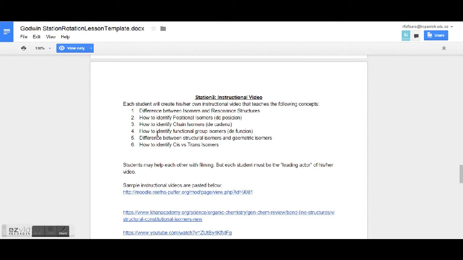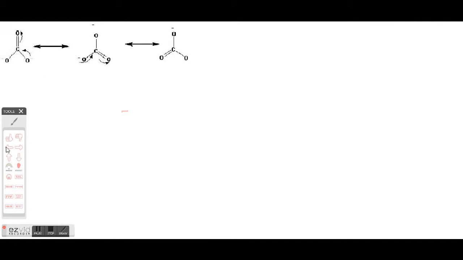Okay, so today I'm going to explain a bit about isomers and just a bit about resonance structures, but mostly on isomers. So first, we will find the difference between isomers and resonance structures. So here we have a resonance structure, CO3. Okay, so we see the double bond here in the first image, the double bond here in the second image, and the double bond here in the third image. You can see that the double bond changes for all three images.